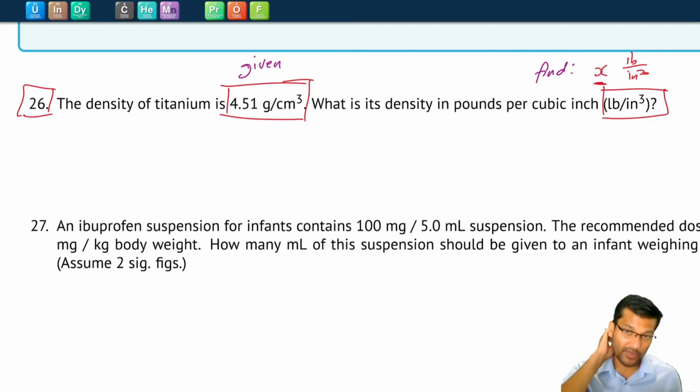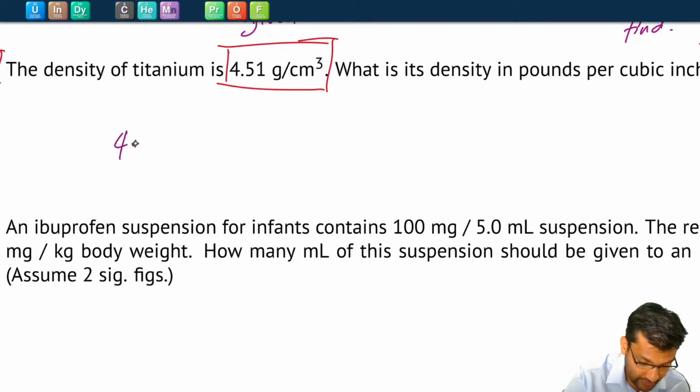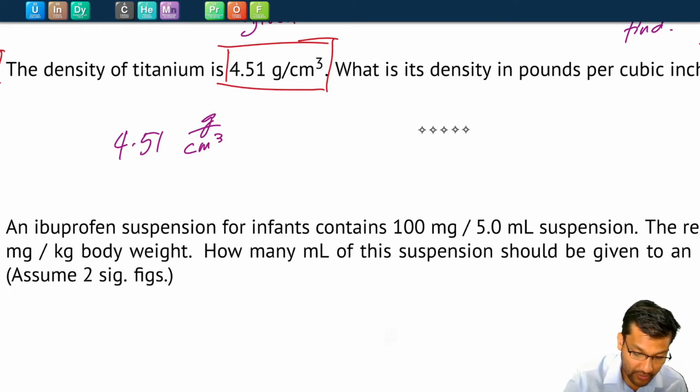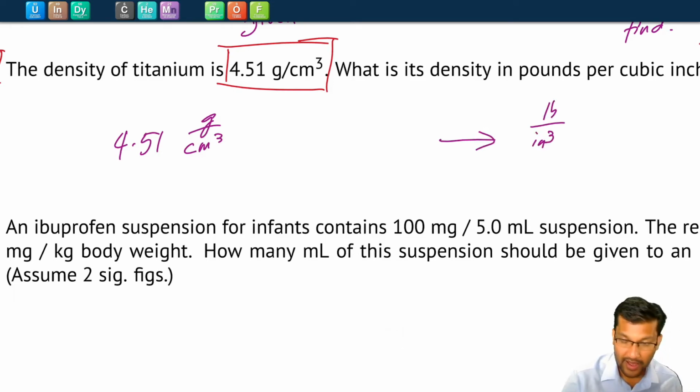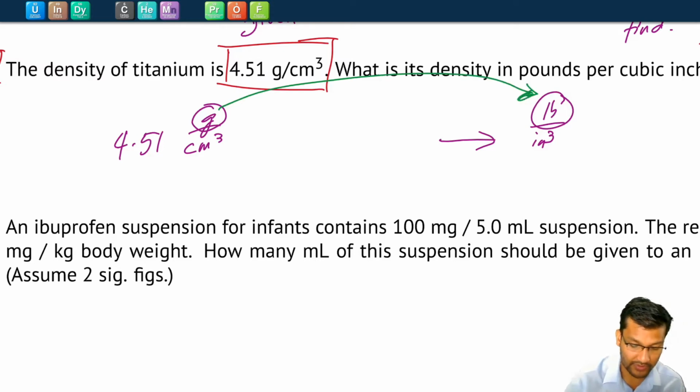Now we need to come up with a strategy. So 4.51 grams per centimeter cubed, and we've already done examples of this sort of problem, but we need to go to pounds per inches cubed. In problems like this, we can use dimensional analysis to come up with a strategy. So the mass here is in grams, whereas the mass over here is in pounds. So we need a strategy to go from grams to pounds.